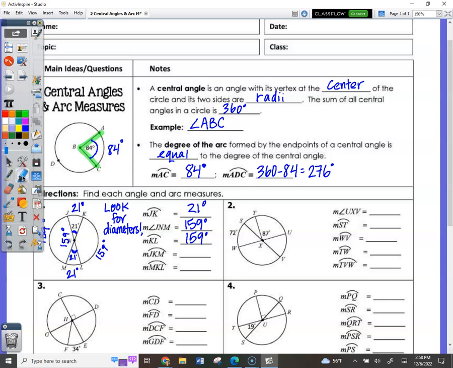Now we got J to K to M. J to K, land on M. Two ways to do this. No, three ways. One, just add up the pieces as you trace it, right? That's one way. Works every time.